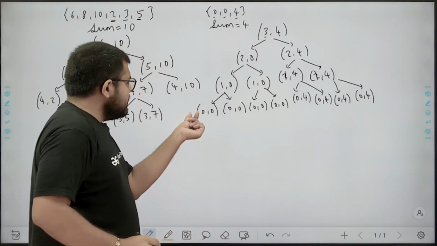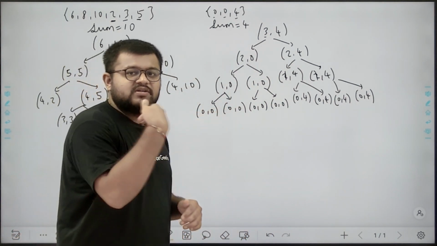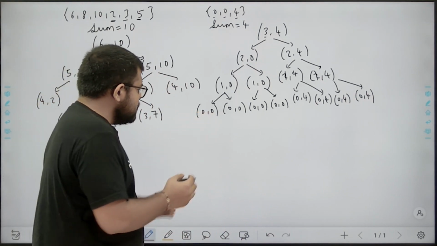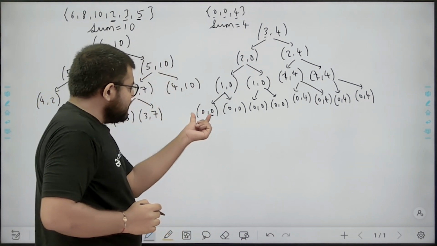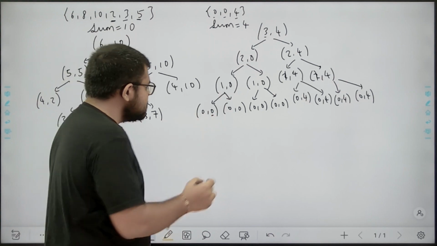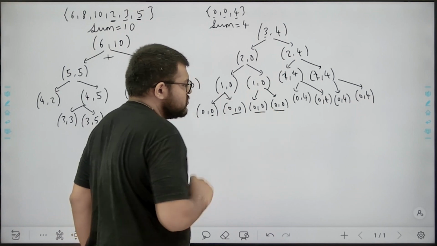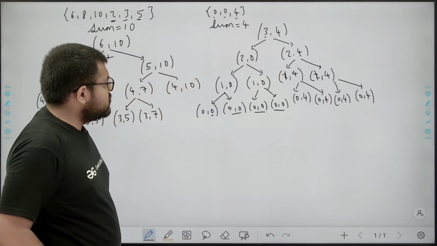So now the number of remaining elements is 0, so there is no further need to call the recursion. Here the remaining sum is 0. It means that this is one of the possible answers. This also gives me one of the possible answers. This also gives me one of the possible answers. And this also gives me one of the possible answers.